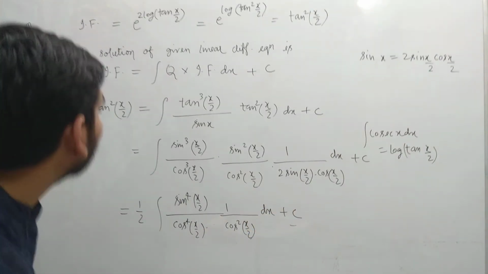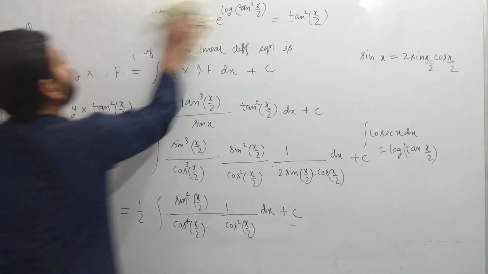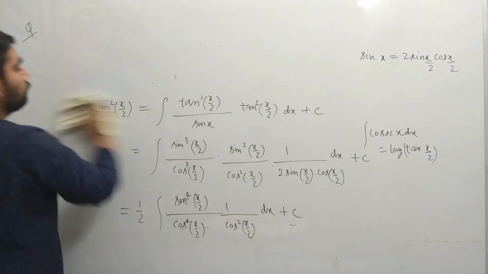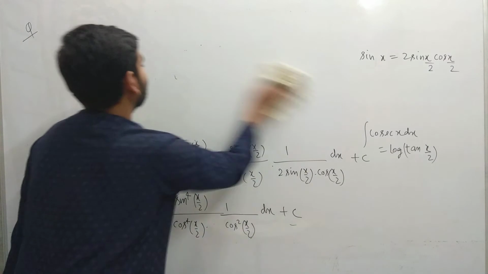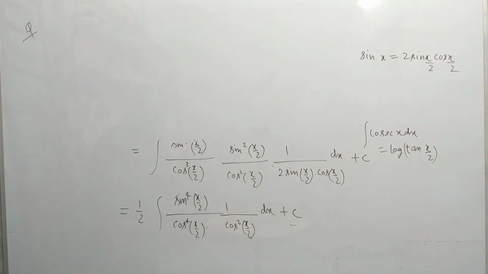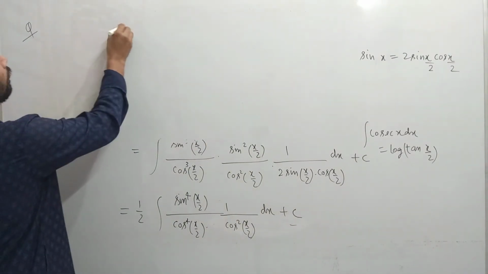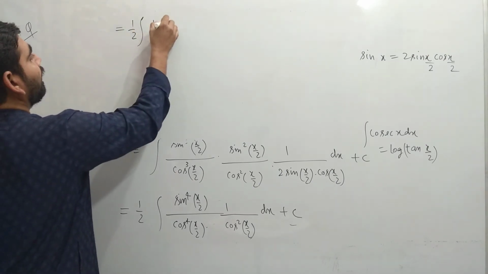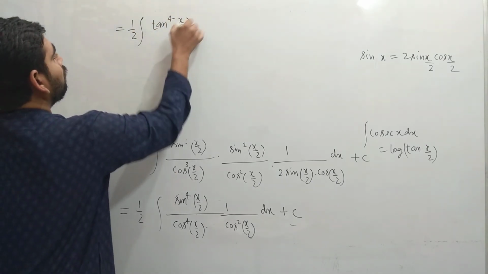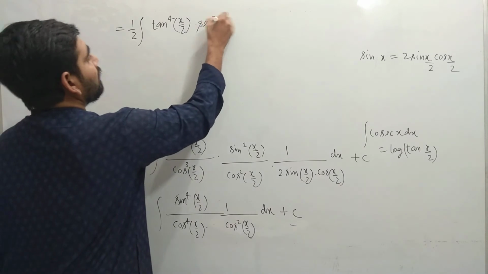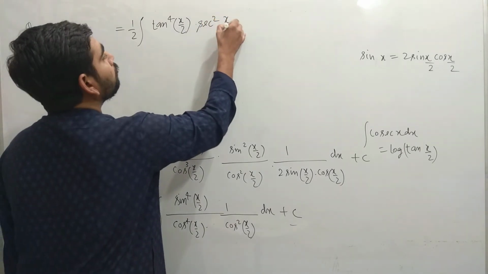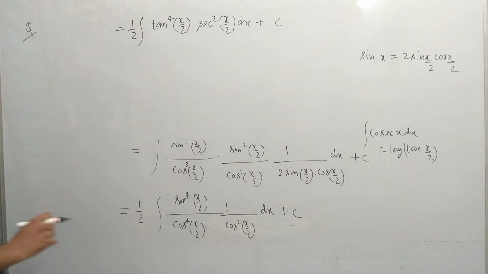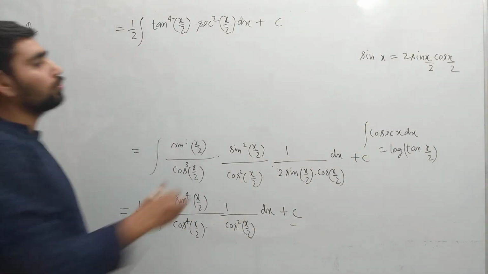Now it can be written as half tan to the power 4 x upon 2 sec square x upon 2 dx plus c. We will put tan x upon 2 equals t.